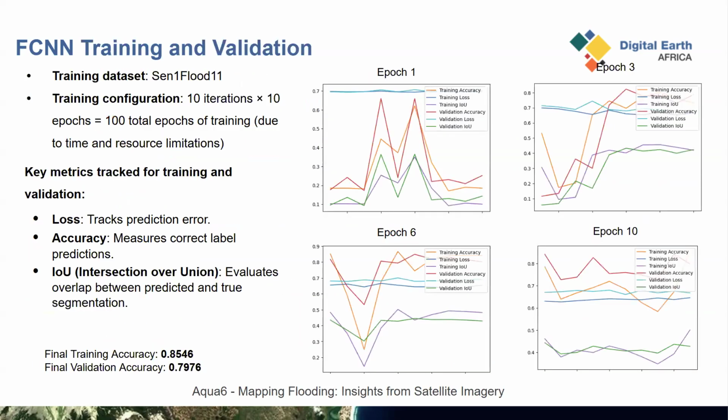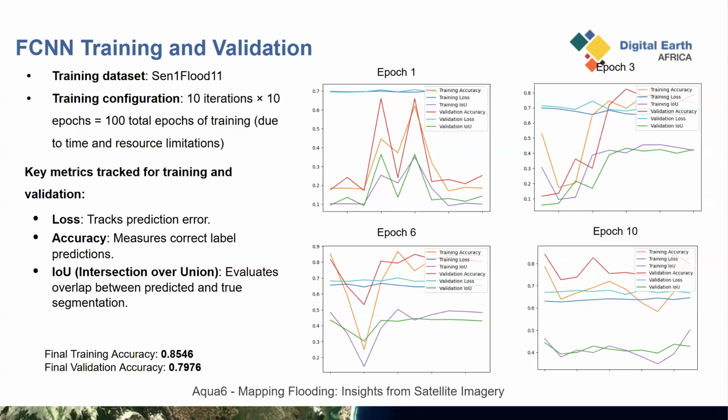So we trained this model on the full data set, that's all 15 countries, all that data that we have available from SEN1 Floods 11. The training was only conducted for 10 cycles of 10 epochs each, so that's a total of 100 epochs, to monitor the model stability and manage resource usage in the CPU-based Digital Earth Africa sandbox environment. That's the simplest way that I could explain it, and this allows us to balance the training time with the model performance.